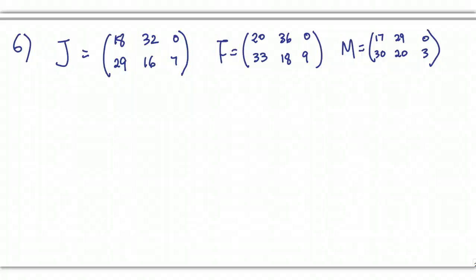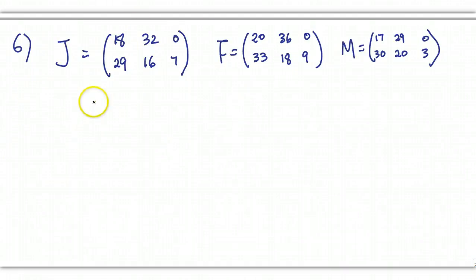We shall now look at exercise 3.2 question 6. If you have not read the question, please pause the video and read it now. Okay, if you have read the question, you will know that the information that's shown in the table is represented by the matrix J here.